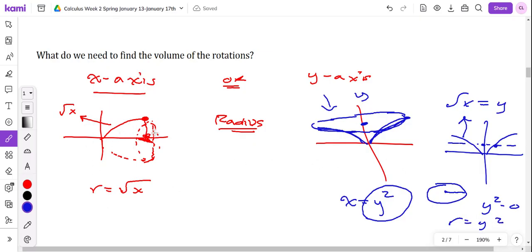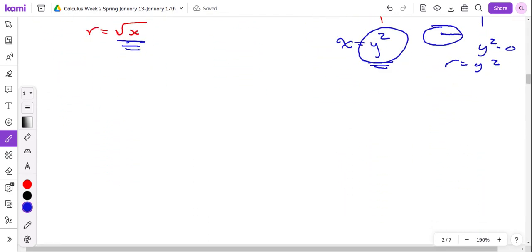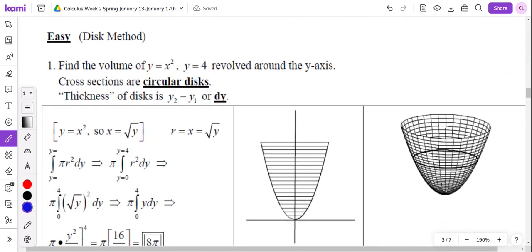So if we're solving on the x-axis, we're solving for y and writing it in terms of x. And if we're working with the y-axis, we're solving for x and writing it in terms of y. Changes everything. Okay, guys? Unfortunately, it changes everything.